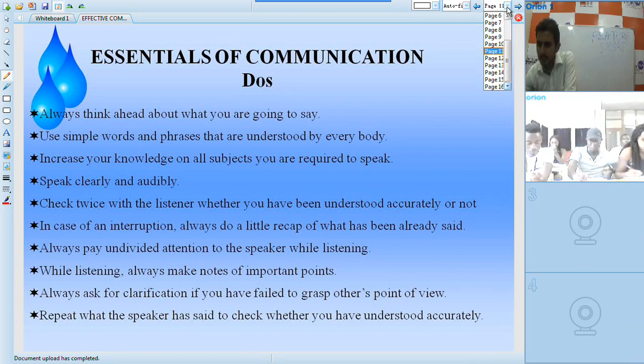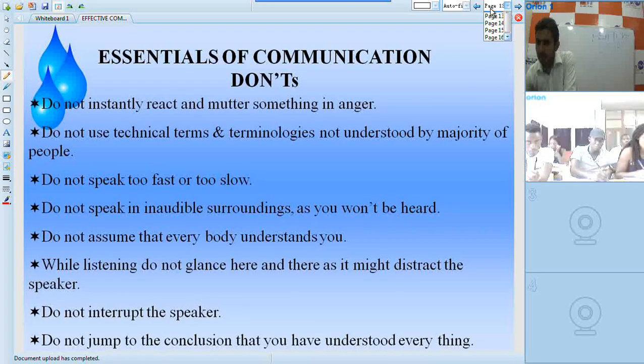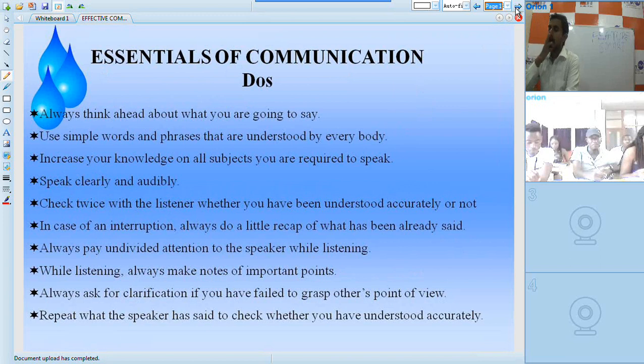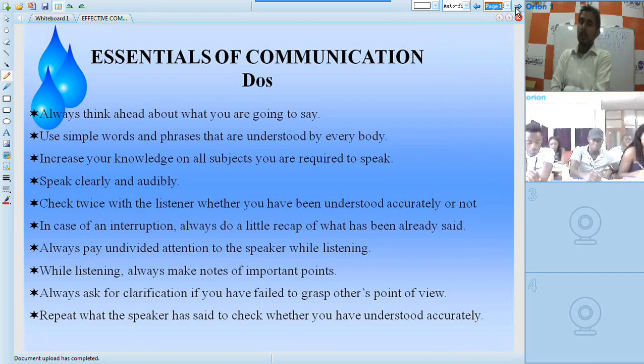So these are the points you have to follow while doing effective communication. And every part of the things has some do's or don'ts. So we will move to the next topic, the essentials of communication, what we don't need to do.